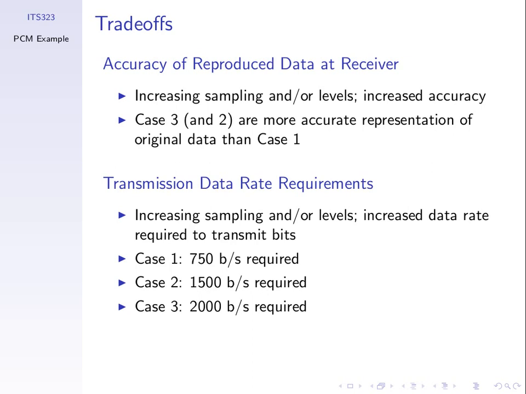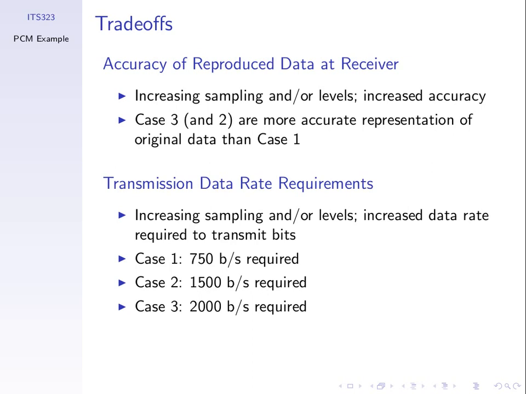In this case, we're just visually comparing. And we saw that case 3 and 2 are about the same. They were better than case 1. Case 1 had a larger difference from the original signal. So case 2 and 3 were more accurate than case 1. But another issue is how many bits per second we need to send to get that data from A to B. Case 1 needed 750 bits per second. Cases 2 and 3 more than double.